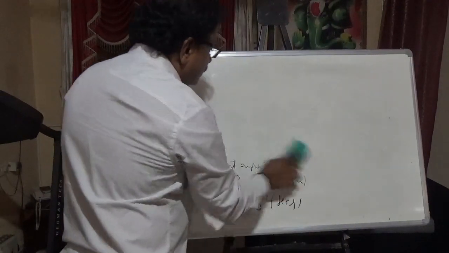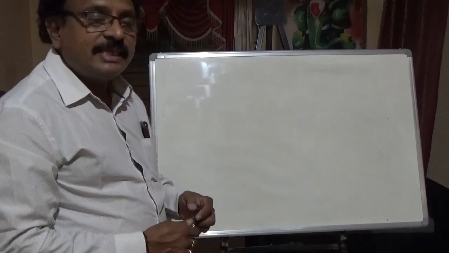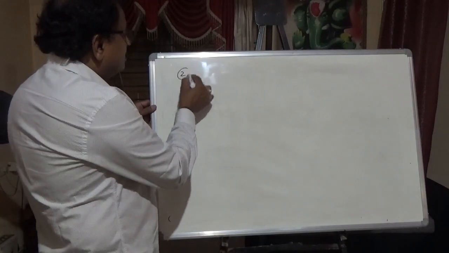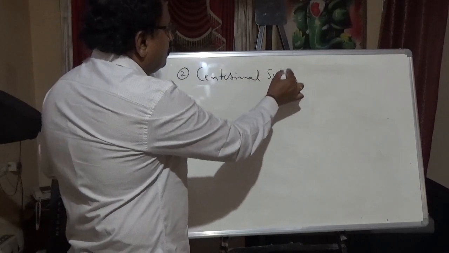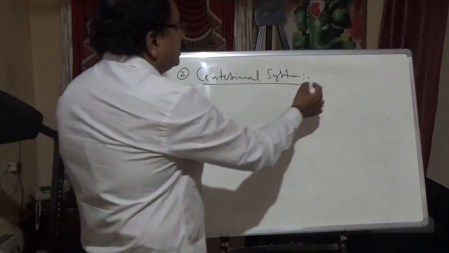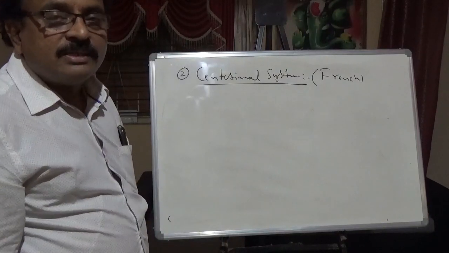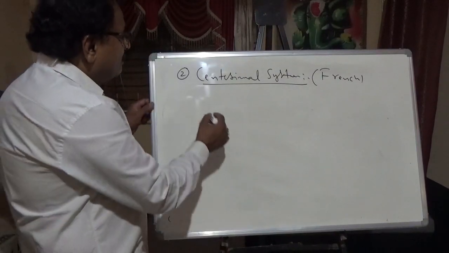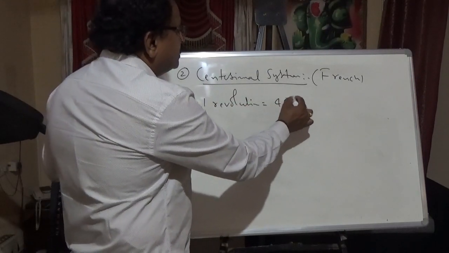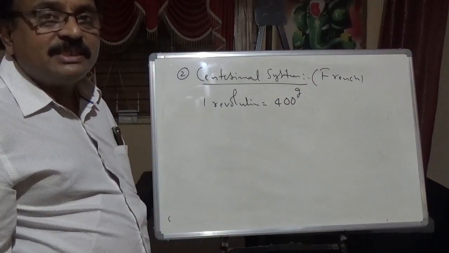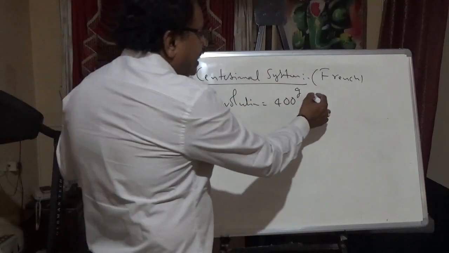The second system is centesimal system, or French system. One revolution is 400 grades. In the centesimal system, in French, we are using grades. We keep G on the top, that is called grade.